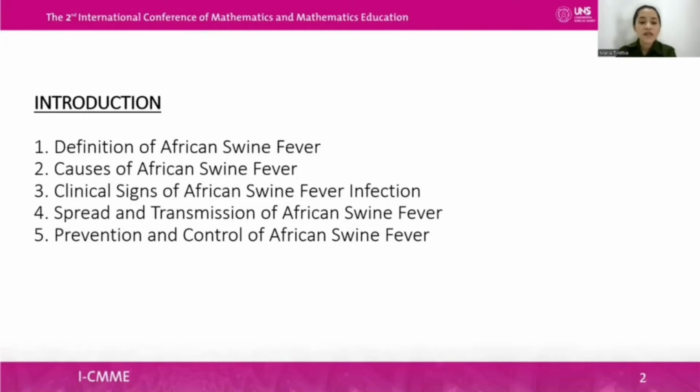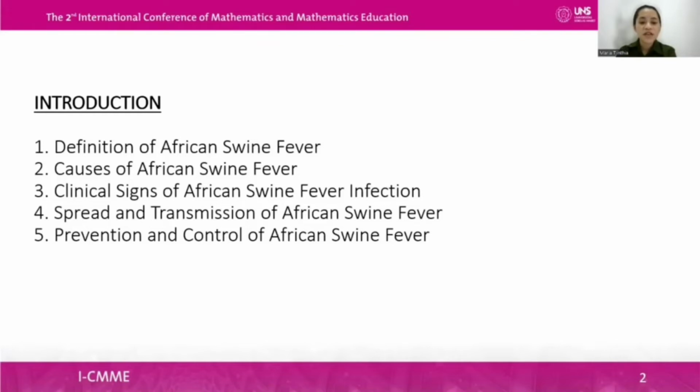Clinical signs of African swine fever infection. Redness of the abdomen and chest, bloody diarrhea, redness of the ears, fever of 41 degrees Celsius, constipation, sinuses, skin bleeding. The pig becomes depressed, recumbent, has difficulty breathing, and does not want to eat.